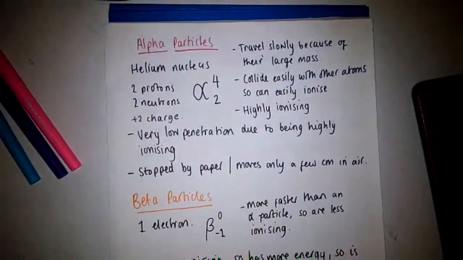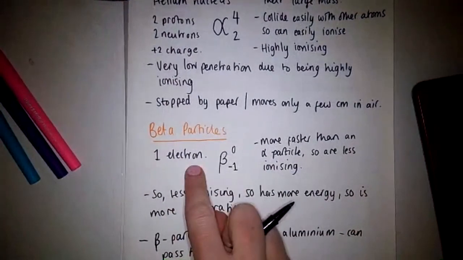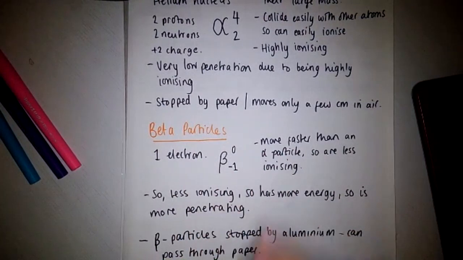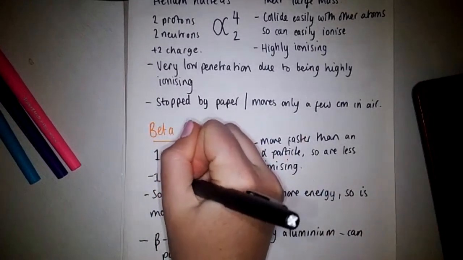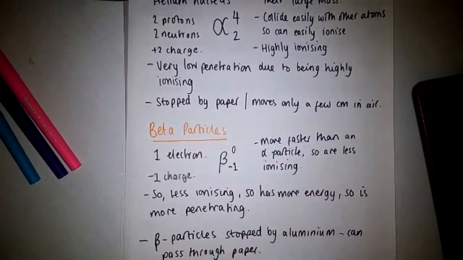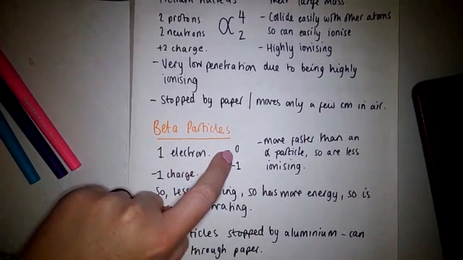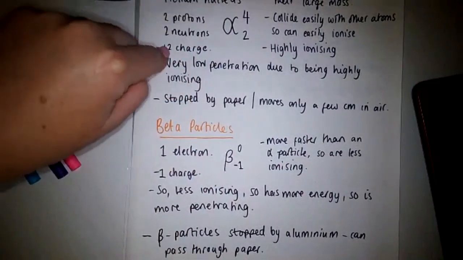charge. So alpha particles have a +2 charge, and then beta particles are an electron. They are just a high-speed electron, and we've already written in here that they are -1. An electron has a charge of -1, so a beta particle has a charge of -1. Charge of -1, mass of 0. This one, mass of 4, charge of +2.